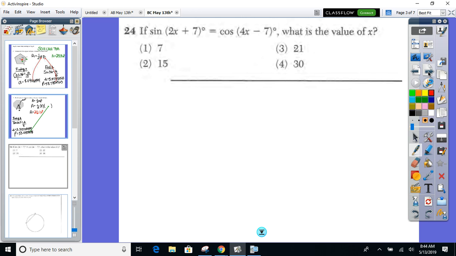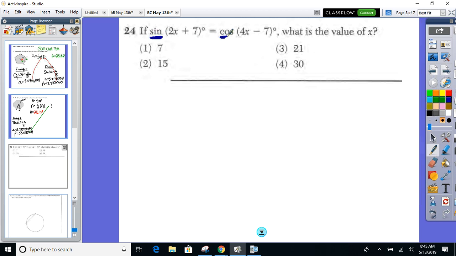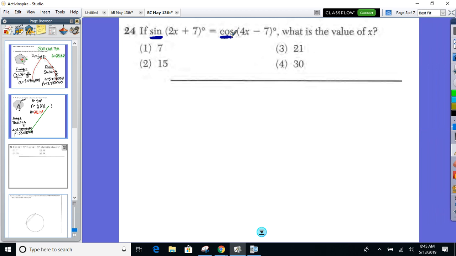We need to remember the one fact here that says if the value of sine and the value of cosine are equal, what do you know about their angles? Do we remember that way back in the day here? Sine and cosine are going to be equal to each other. Their angles better be complementary. Because, hey, remember, sine of 40 is the same as the cosine of 50 on your calculator. All right, so sine and cosine are only equal if their angles are complementary.